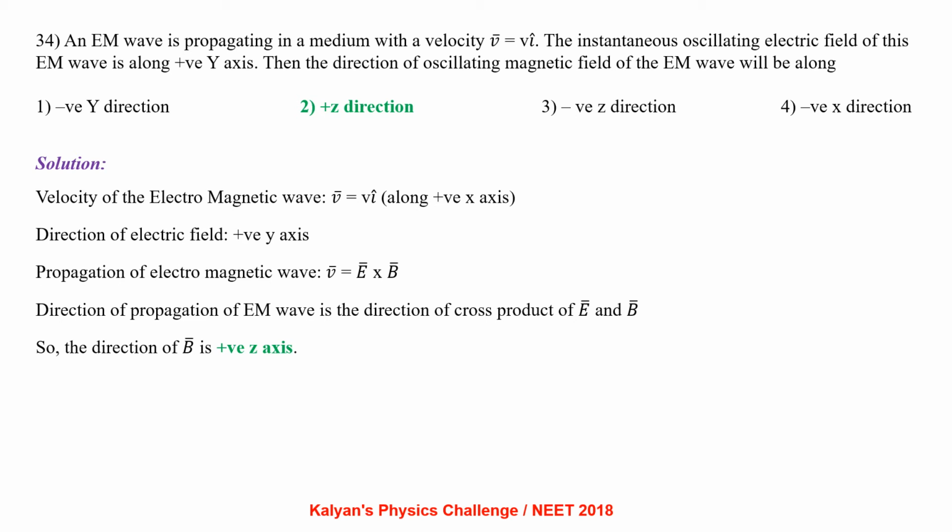Direction of the electric field is along a positive y-axis. Propagation of electromagnetic wave is given by v bar proportional to E bar cross B bar. So the direction of propagation of electromagnetic wave is along the cross product of electric field vector and magnetic field vector. To obtain an answer of x-axis, the magnetic field should be acting along a positive z-axis.